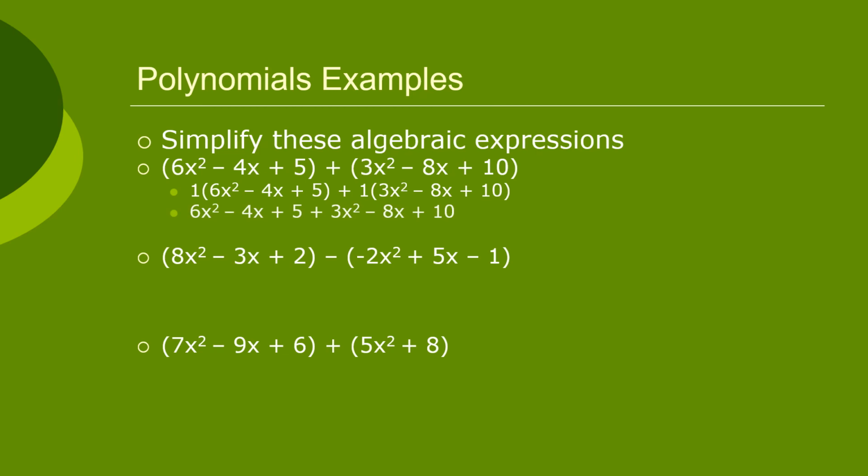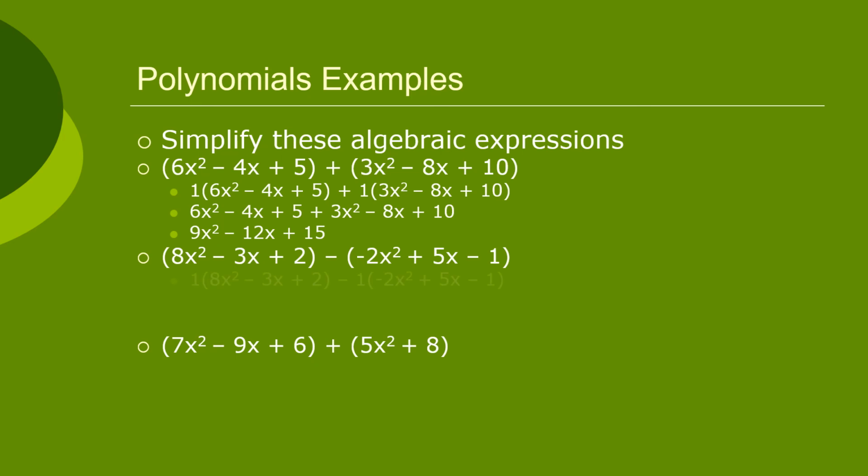Now I need to combine like terms. I combine the x squareds first to get 9x squared. I combine the x terms to get negative 12. And I combine the 5 and the 10 to get 15. I'm left with 9x squared minus 12x plus 15.